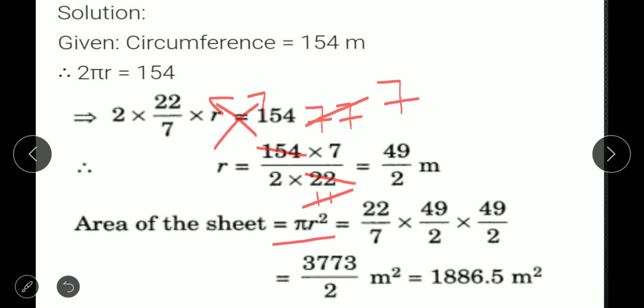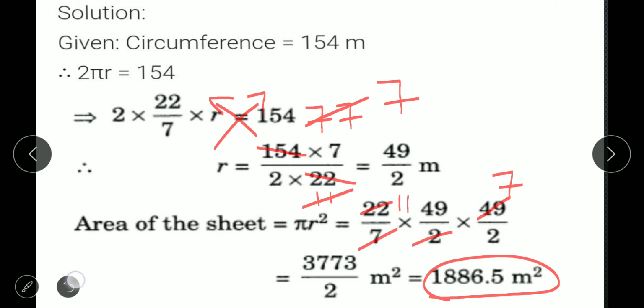Area is pi r square, so pi 22 upon 7, r square, r into r, it means 49 upon 2, 49 upon 2. Simply multiply or solve it, cancel it first. 7 1s are 7, 7 7s are 49. You can cancel any 49. 2 1s are 2, 2 11s are 22. Now multiply: 11 into 49 into 7, 7 into 11 is 77, 77 into 49 will be 3773 upon a single 2 left. When you divide you will get the answer 1886.5 meter square as our area.